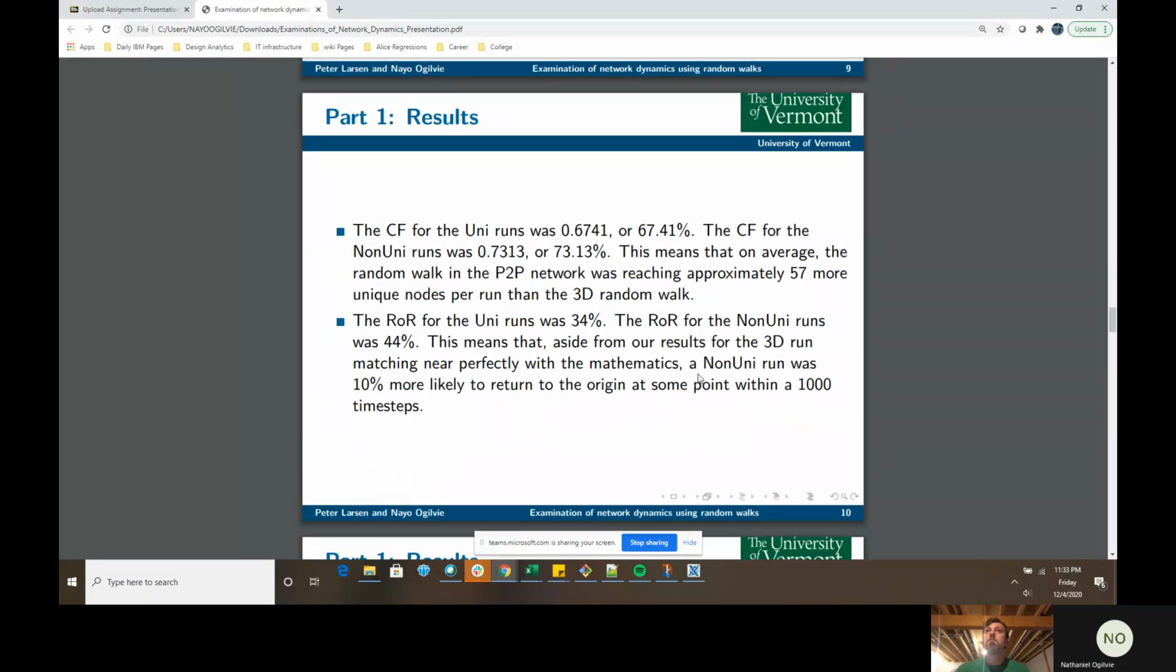Now, this is potentially due to the fact that the non-uni network is a closed network, and so there is no possibility of escape. Whereas the uni technically has an infinite edge. The edge is an infinite distance away, and so you can continue to go away. There is a bounded limit in the non-uni.